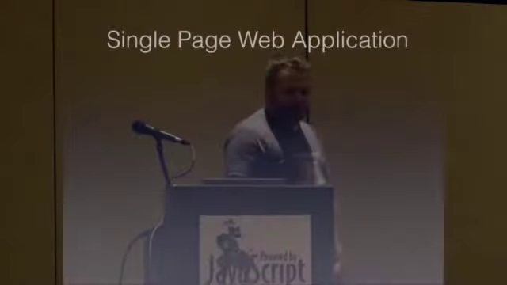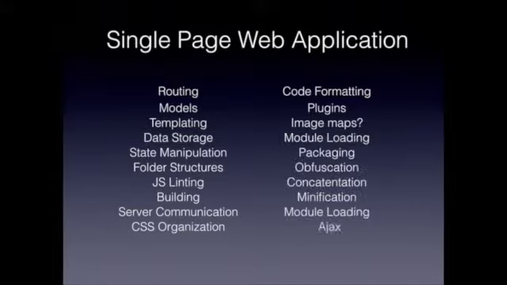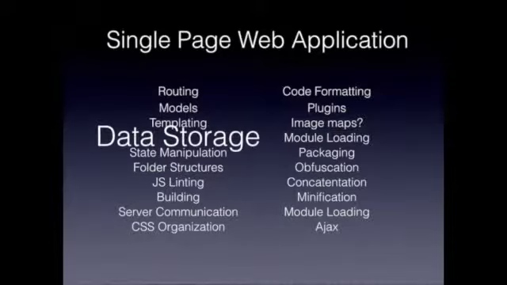So the single-page web application is comprised of many, many different parts. Routing, templating, data storage, state manipulation, obfuscation, concatenation, on and on. So what one part can we pick out of this that's going to help you organize your code, clean it up, and make it testable, regardless of which application or framework you're using? Interestingly, it's the data storage. It's how you store your data in the client.